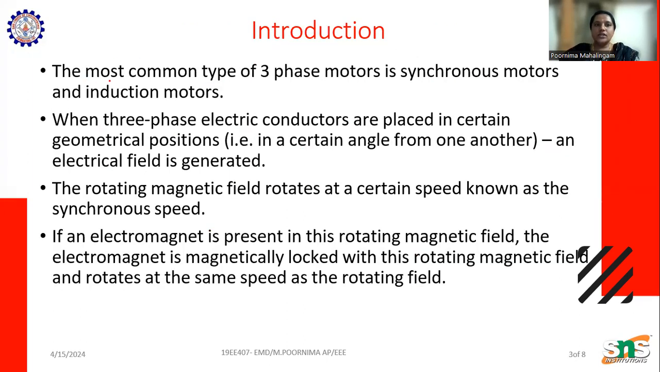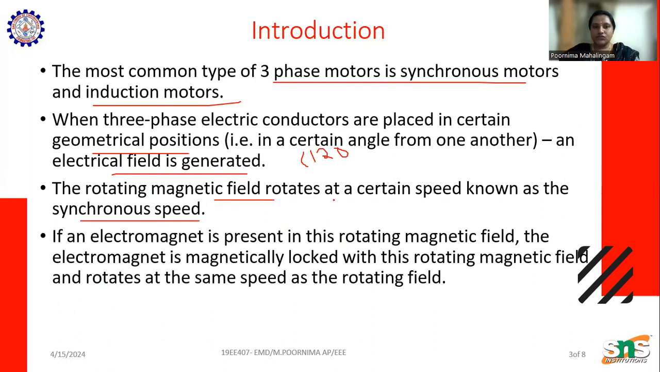The most common types of three-phase motor are the synchronous motor and the induction motor. When three-phase electric conductors are placed at a certain angle from each other, an electric field is generated, that is an angle of 120 degrees for three phase, and a rotating magnetic field is produced. The rotating magnetic field at a certain speed is known as the synchronous speed.